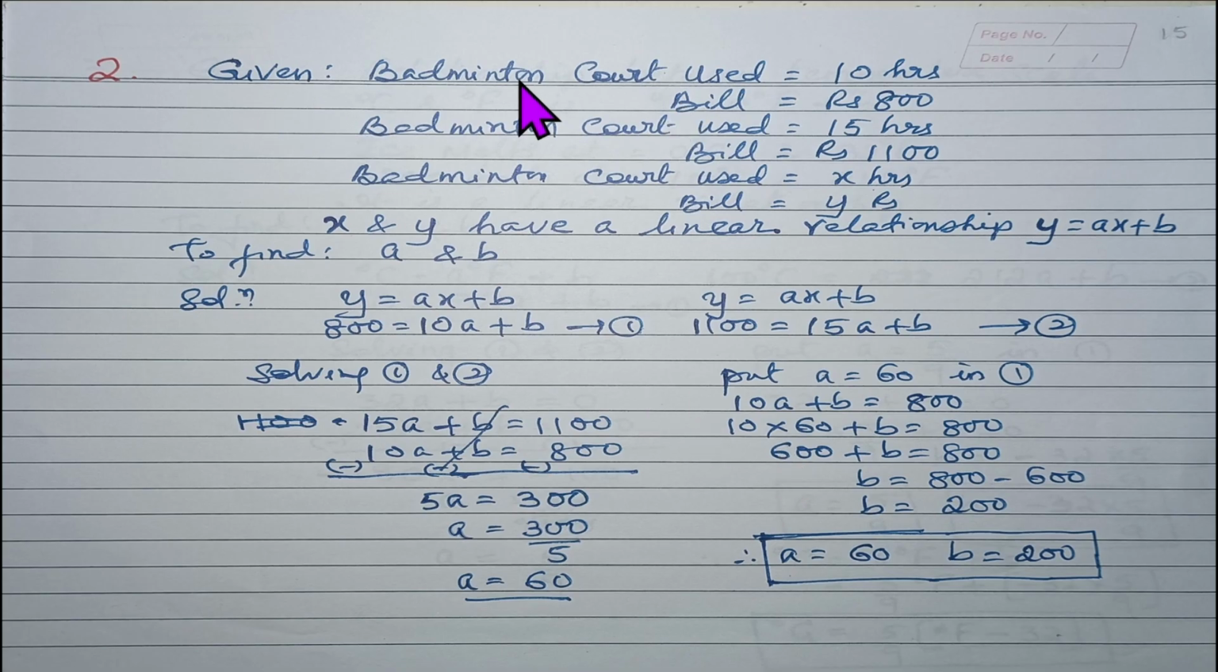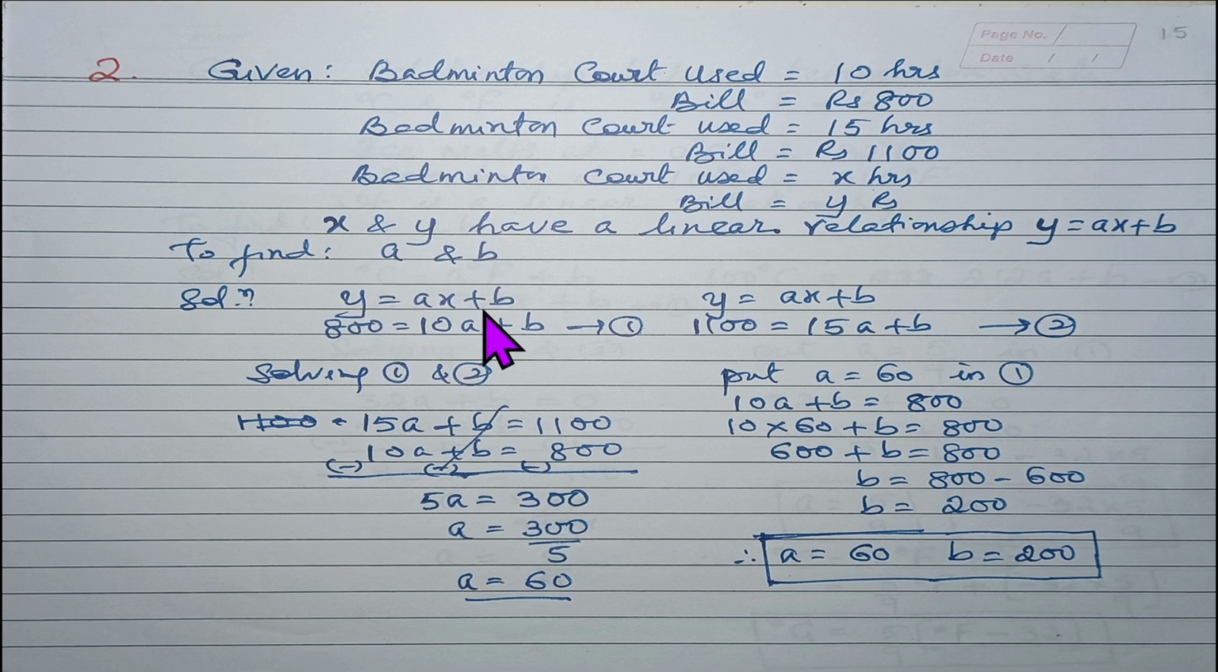Now we have a badminton court and a person uses it, and for using the badminton court he has to pay a fixed charge and an additional charge. For 10 hours he has to pay a bill of rupees 800. For 15 hours the bill paid is 1100 rupees. Now if the court is used for x hours, then the bill paid is y rupees. Therefore there is a linear relationship between x and y, and the linear relationship is y is equal to ax plus b. Now we have to find out a and b.